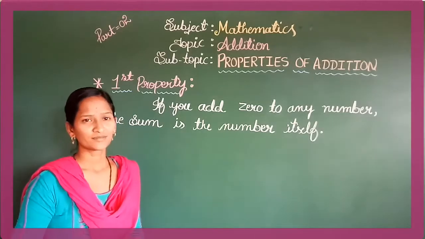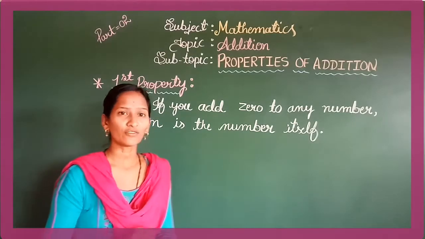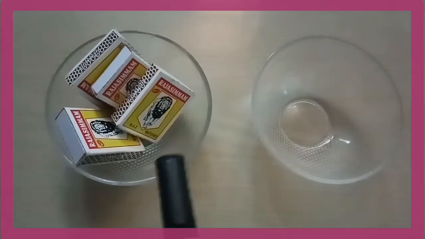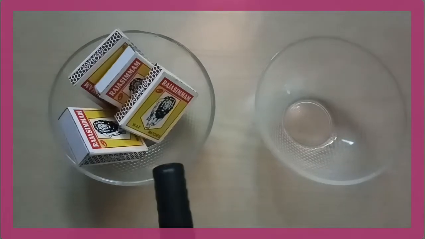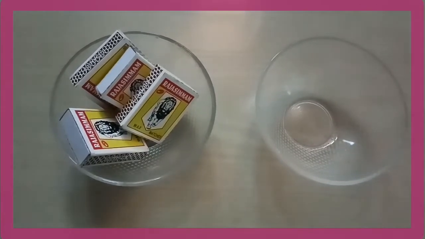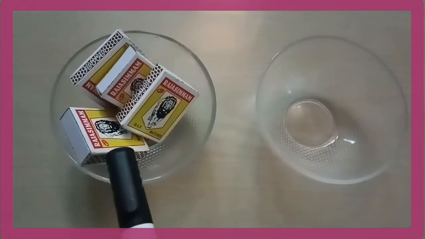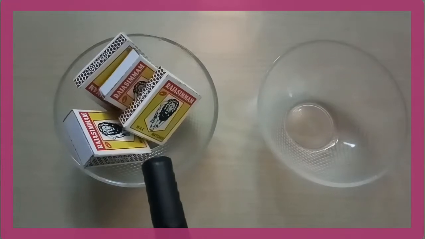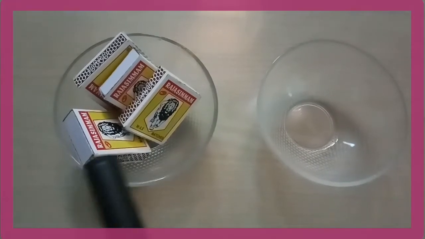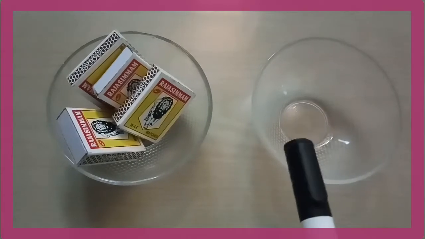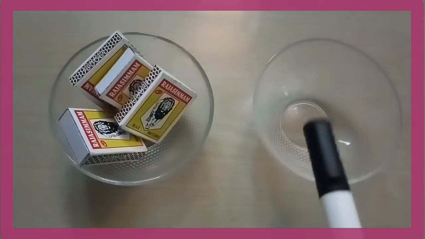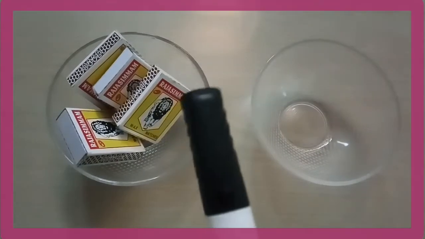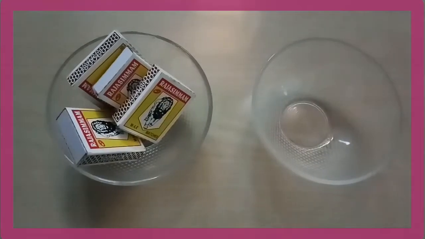What is the meaning of this? Do you know? First, all of you observe this activity. Children, look here. Here are 2 bowls. In the first bowl, how many match boxes are there? Let's count: 1, 2, 3, 4. The total number of match boxes in this bowl is 4. In the second bowl, are there any match boxes? There are no match boxes here. Now you tell me, in total, how many match boxes are here?